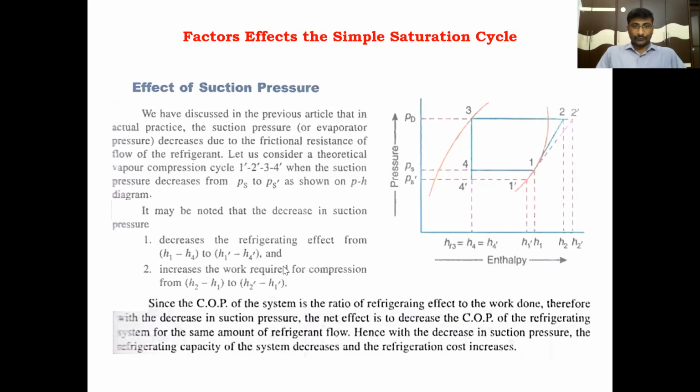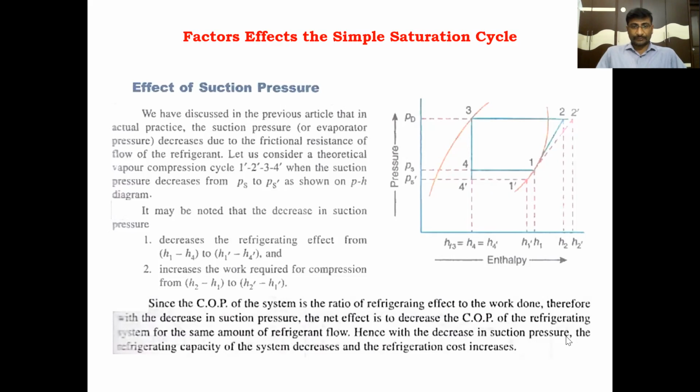By the effect of these two, the performance, that is the COP, decreases, since the COP of the system is the ratio of refrigeration effect to the work done. Therefore, with the decrease in suction pressure, the net effect is to decrease the COP of the refrigeration system for the same amount of refrigerant flow. We are not changing the refrigerant flow, but simply decreasing the evaporator pressure. By decreasing the evaporator pressure, the work consumption increases, the refrigeration effect decreases, thereby the COP decreases.